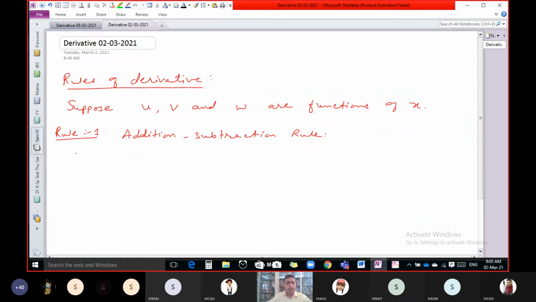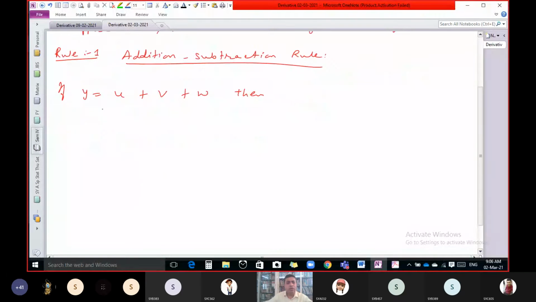of x. So the first rule is, if y equal to u plus v plus w, then the derivative of y with respect to x, which is denoted by dy by dx. So what is dy by dx? dy by dx is nothing but the derivative of y with respect to x. This is the symbol. The symbol of the derivative of y with respect to x is dy by dx.